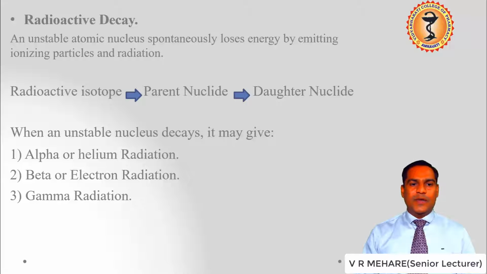So radioactive isotopes form a daughter nuclide. When an unstable nucleus decays, it may give an alpha particle, that is helium radiation, a beta particle or electron radiation, and it may give gamma radiation.